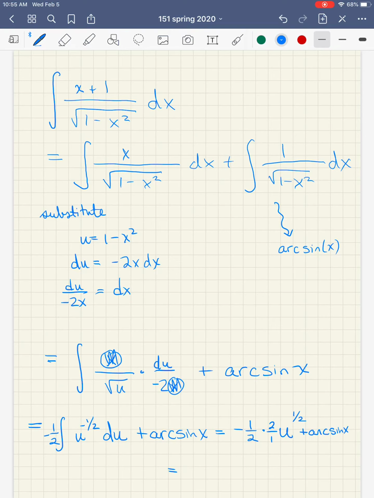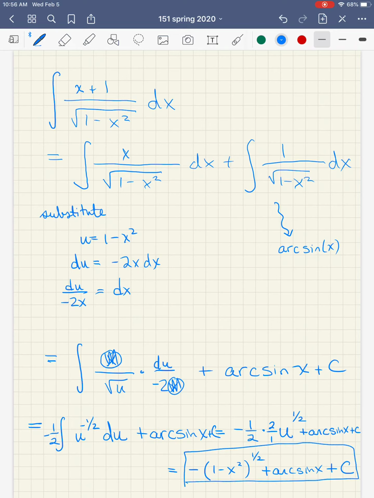And at the end, I'm going to get negative, I should resubstitute, negative (1 minus x squared) to the 1/2 plus arcsin of x, and then I'm going to add c. And in fact, I probably should go back and add c at every stage of this process. And I think I've got my answer here. So I'm going to go through and check my answer to make sure that it's right. And I encourage you to check that yourself.